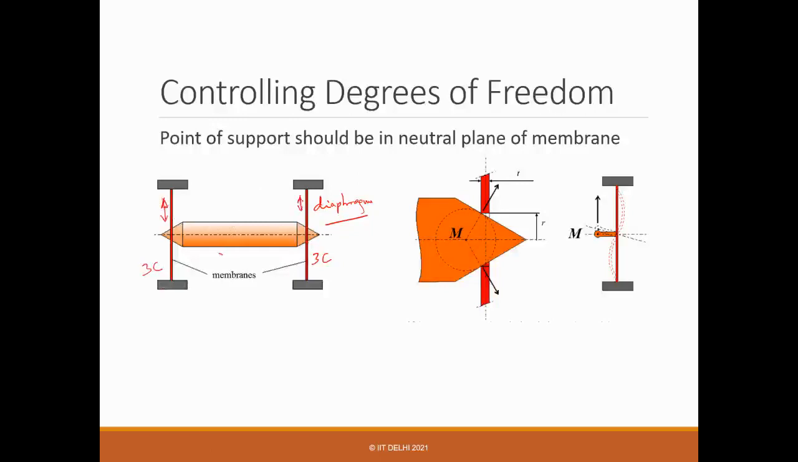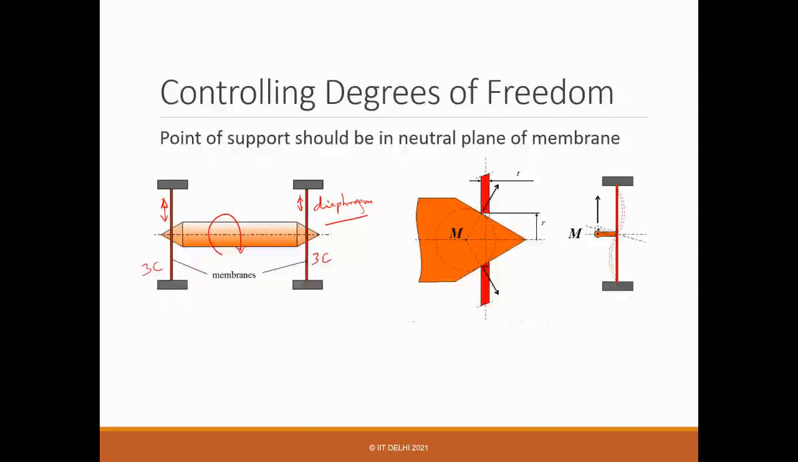Of course, it can rotate along this axis, right? So that's possible. But this is how you want to support it, right? You don't have to clamp it. So here you can realize that simply by putting two diaphragms, this bar can be suspended or can be supported.